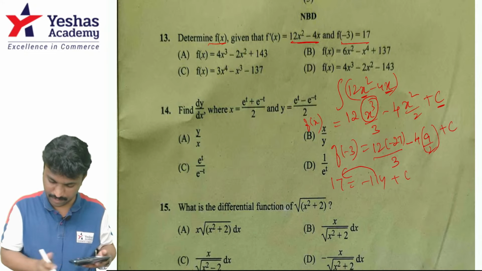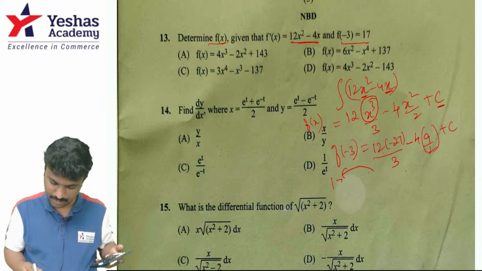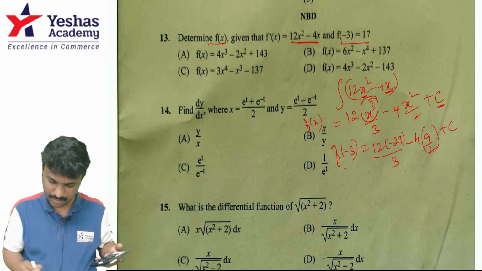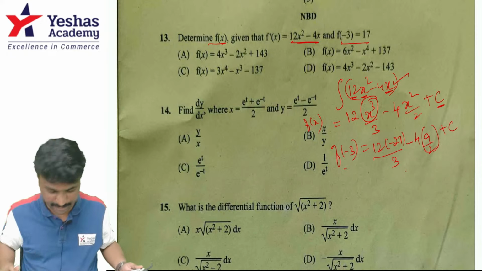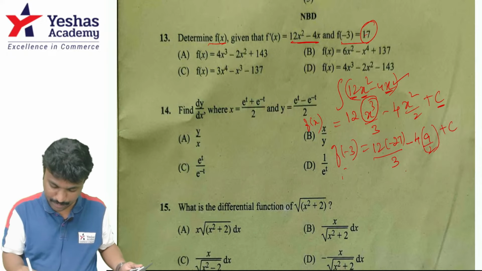Once again, the calculation. So f of x, first of all, 12 outside, x squared integration is x cubed by 3, 4 outside, integration of x is x squared by 2, plus c it is. F of minus 3 is 17, so plug in 17.